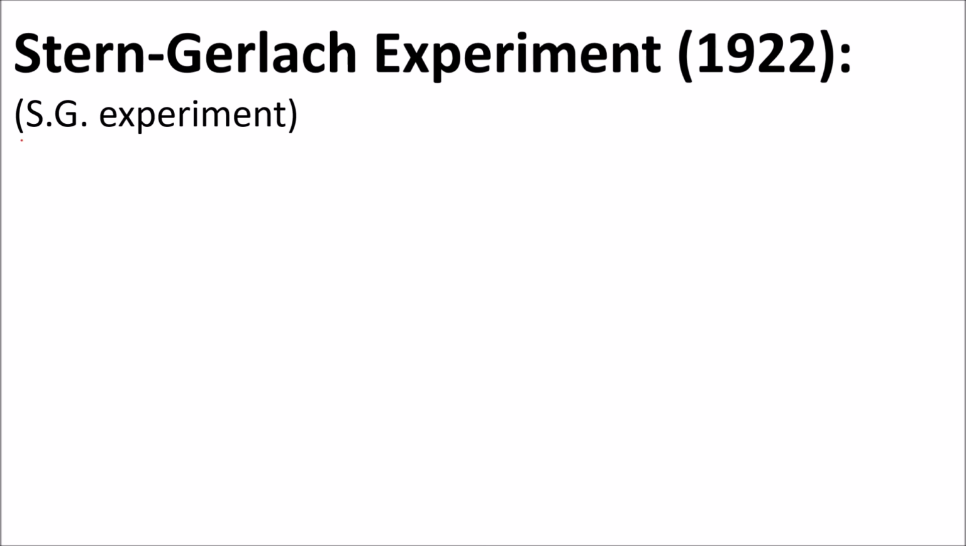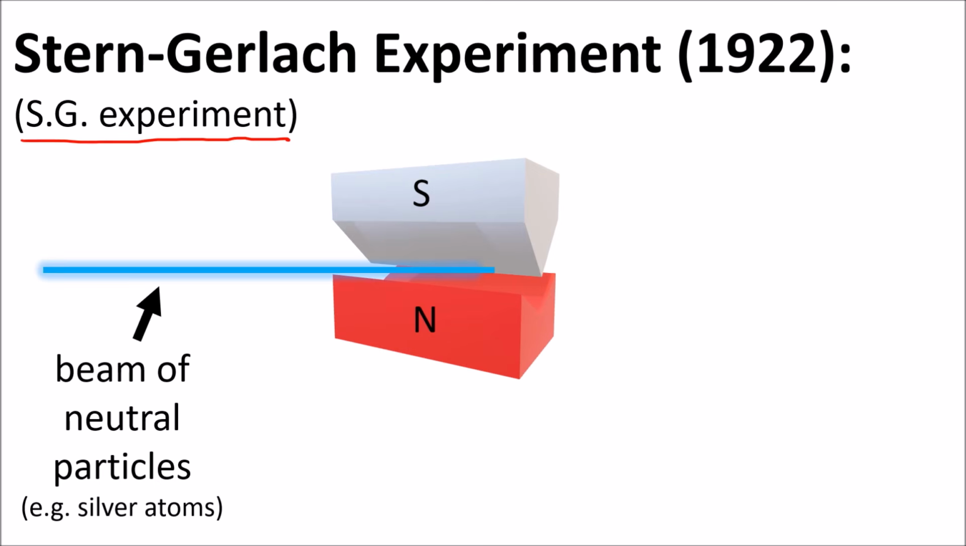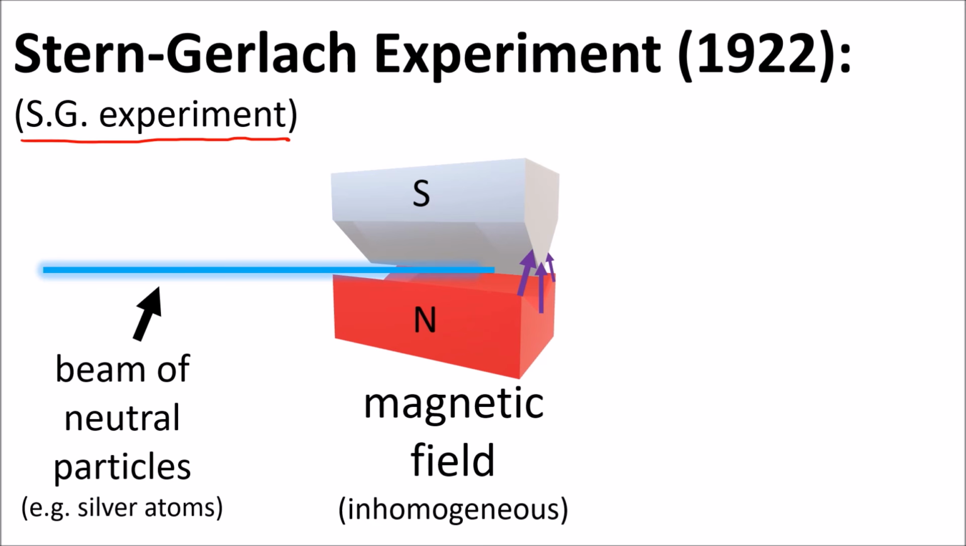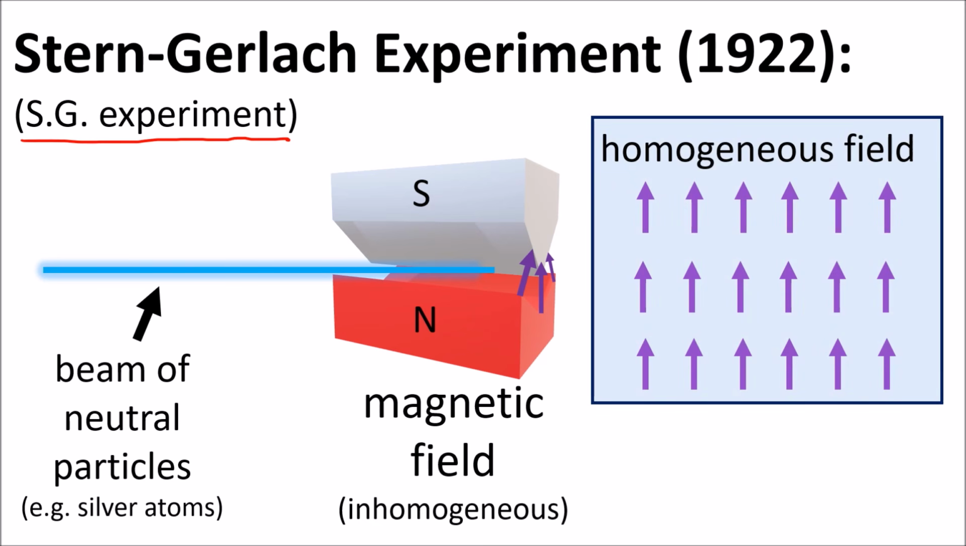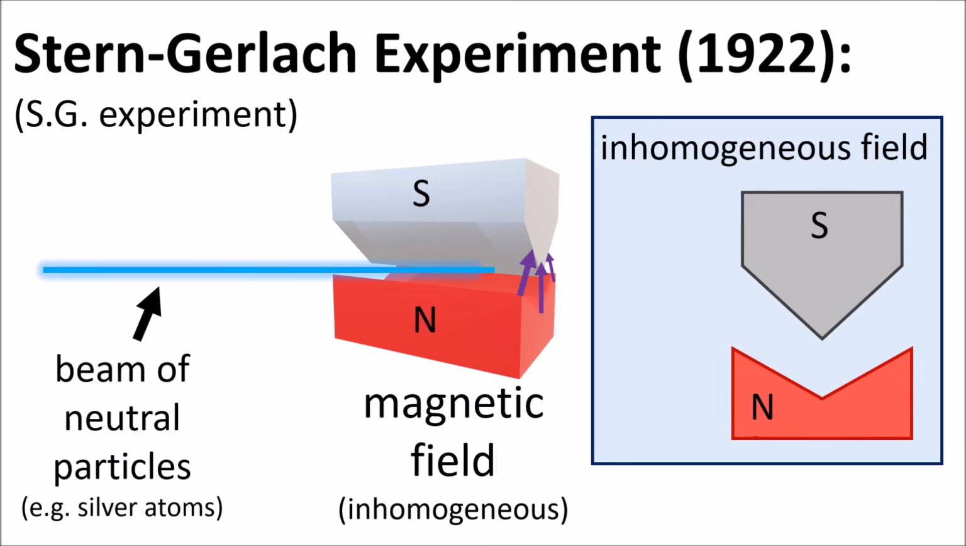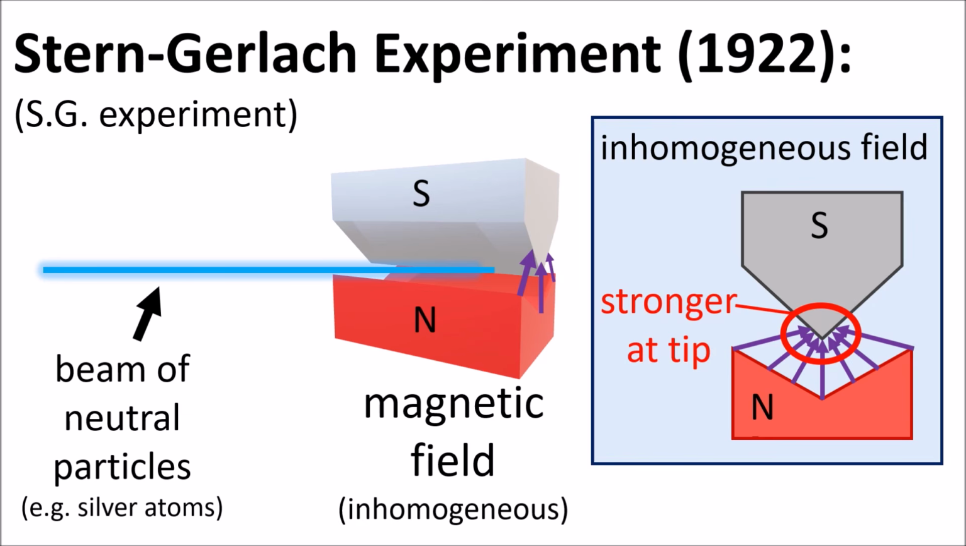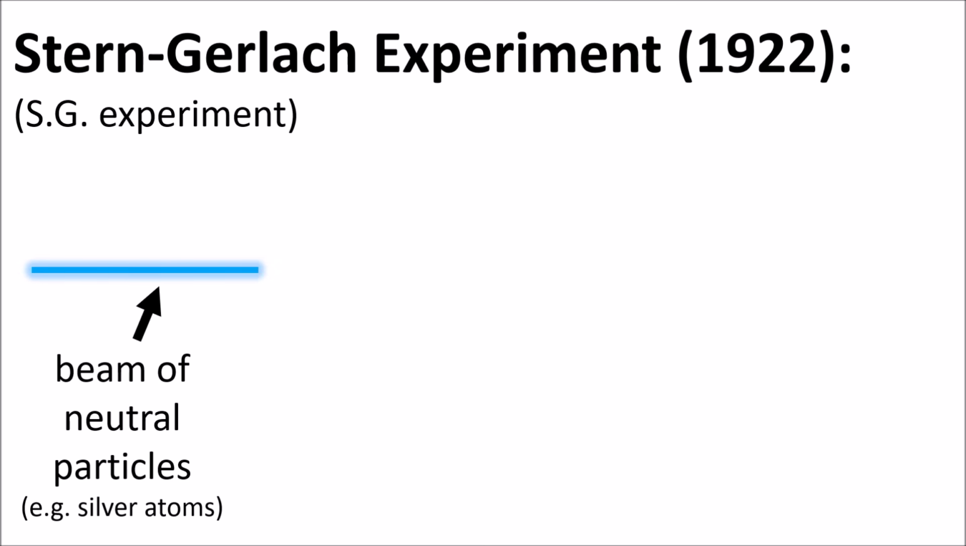I'm going to call it the SG experiment for short. The SG experiment involves a beam of neutral atoms and an inhomogeneous magnetic field. A homogeneous magnetic field would have the same strength everywhere, but this strangely shaped magnetic device is able to generate an inhomogeneous magnetic field, which is stronger at this pointed tip labeled south, and weaker on the lower half labeled north. The beam of neutral atoms in the original experiment was made of silver atoms.